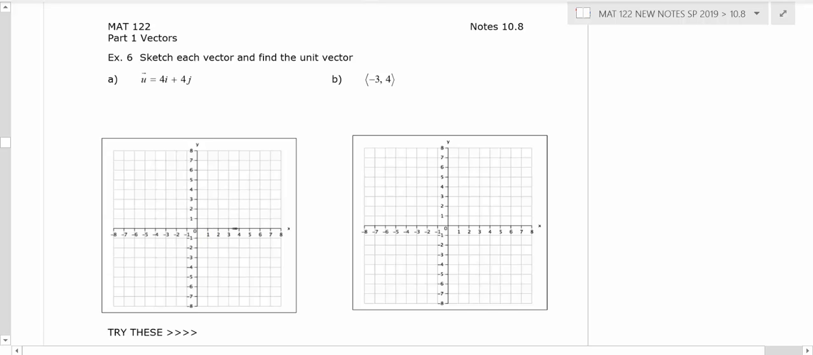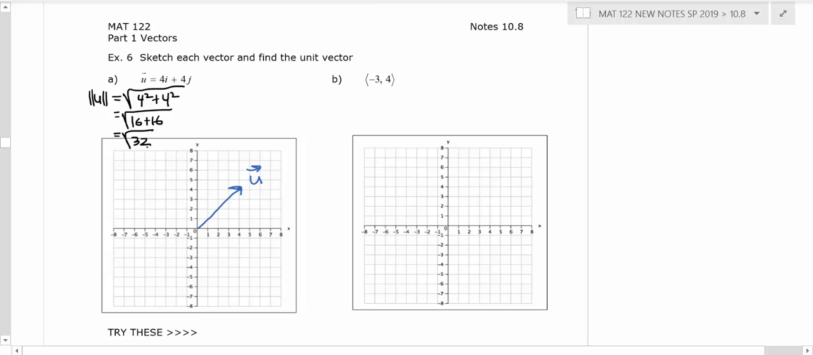So we go over 4 in i and up 4 in j. That's what that original vector u would look like. Now the unit vector is going to be in the same direction, but its magnitude is only going to be 1. So that unit vector is just a vector that's 1 unit long. Here's what we do. We want the magnitude of vector u. We do that by taking the square root of 4 squared plus 4 squared, like we've been doing. That would be the square root of 16 plus 16, which is the square root of 32.